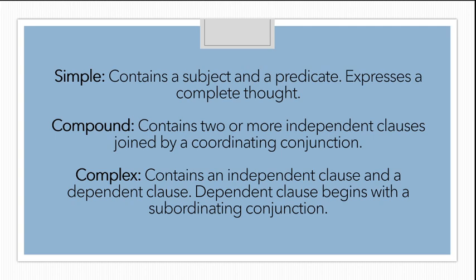A compound sentence contains 2 or more independent clauses joined by a coordinating conjunction. You may remember the coordinating conjunctions as fanboys: for, and, nor, but, or, yet, so. So for example, the dog ate his food and the cat also ate his. So we have 2 complete sentences that are being joined together by the coordinating conjunction and. Okay, there would be a comma and a coordinating conjunction between them.